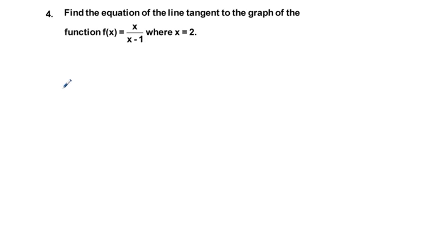Problem 4, find the equation of the line tangent to the graph of the function f of x equals x over x minus 1, where x equals 2. Well, to find a tangent line, we need to have 2 components. We need to have a point.